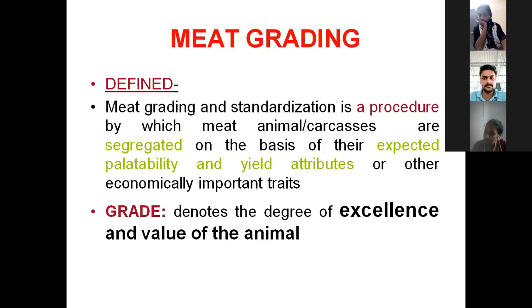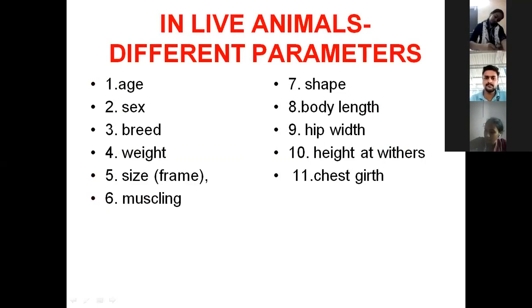So what is grade? Grade denotes the degree of excellence and value of the animal. So that is the grade. When you are going with the grading, certain parameters we have to take into consideration. Today we will basically be discussing the yield grade. One is the live animal grading, another is the carcass grading. There are two gradings among the yield grade.